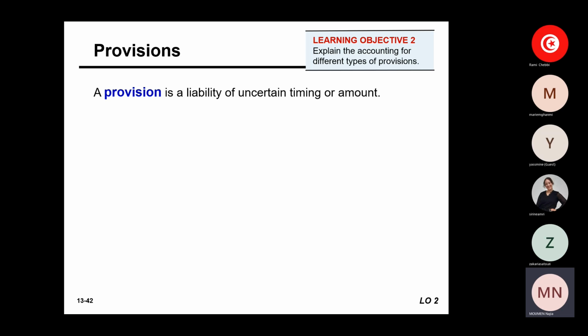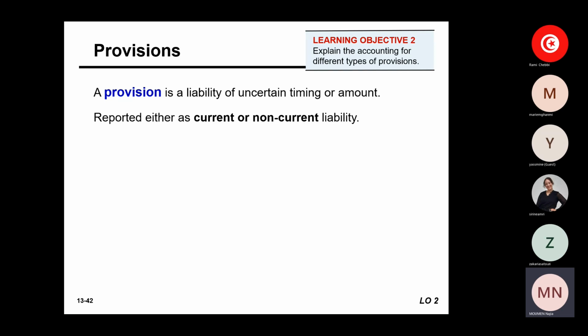When I will settle that liability is uncertain, I don't know when, or there are also uncertainties related to the amount, how much. I don't have 100% certainty regarding the amount that will be paid to settle that liability. So that's important: a provision, keep in mind, is a liability, but with a specific feature regarding uncertainty with respect to the timing or the amount.